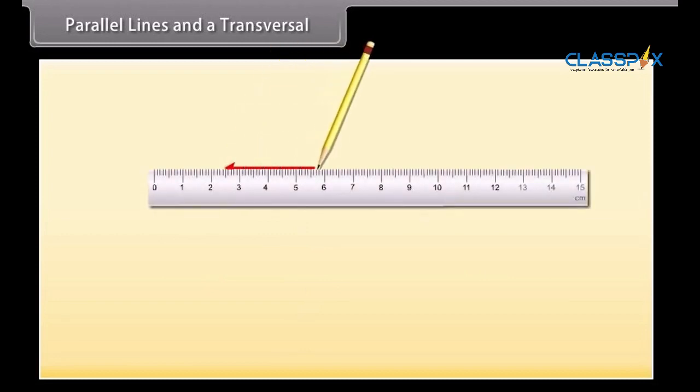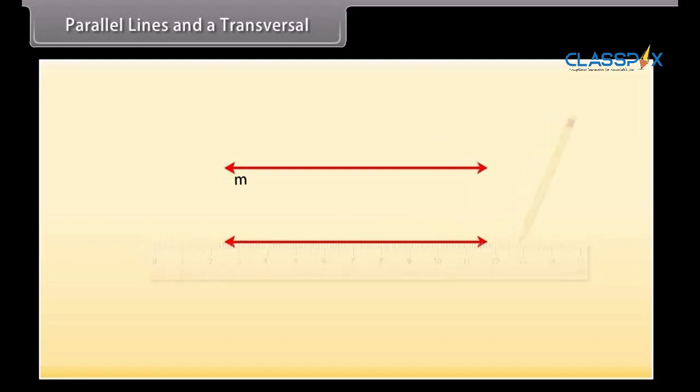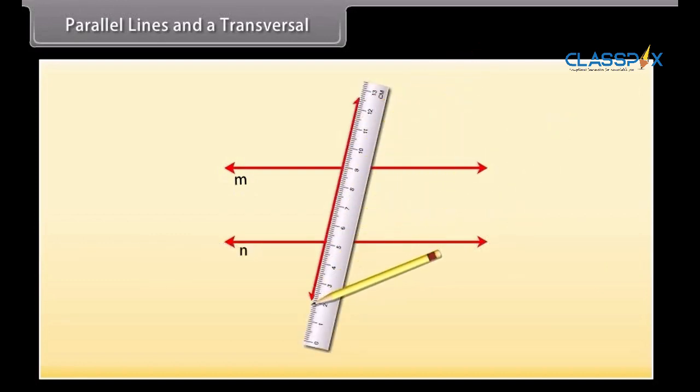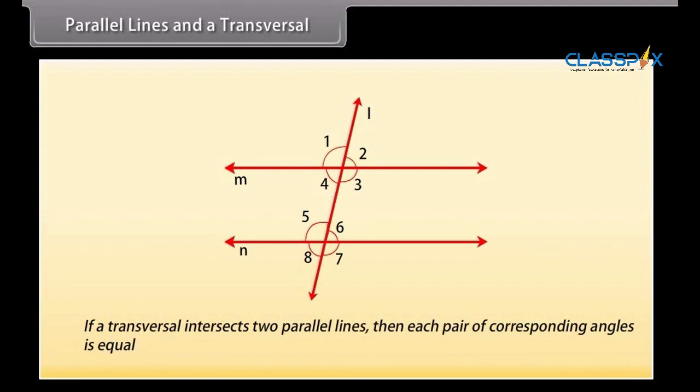So, with ruler and pencil, draw two parallel lines along any two of these lines and a transversal to intersect them. Now if we measure any pair of corresponding angles, we find that angle 1 is equal to angle 5, angle 2 is equal to angle 6, angle 4 is equal to angle 8, and angle 3 is equal to angle 7. For this, we get one more axiom, which is, if a transversal intersects two parallel lines, then each pair of corresponding angles is equal.